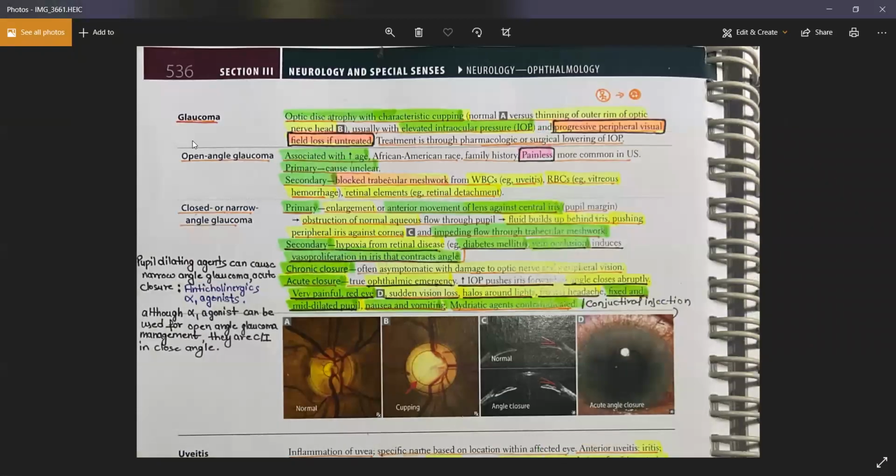Now let's discuss glaucoma. Glaucoma is nothing but the atrophy of my optic disc, and that is happening because of an increase in the pressure within my eye, because of an increase in the aqueous humor production. Because of this increase in the pressure, I will have a characteristic cupping.